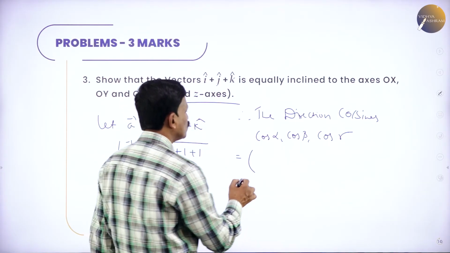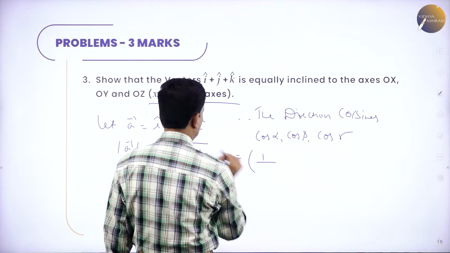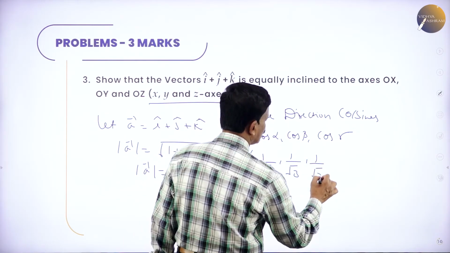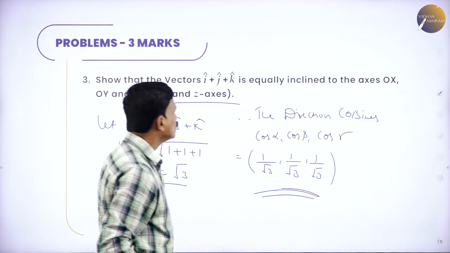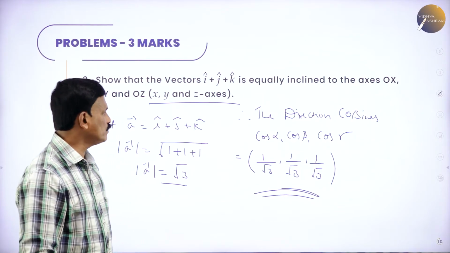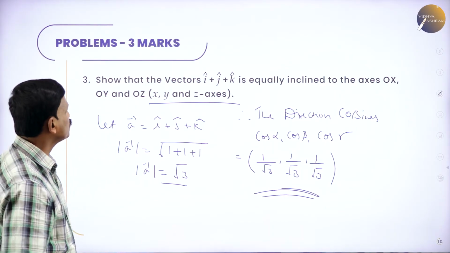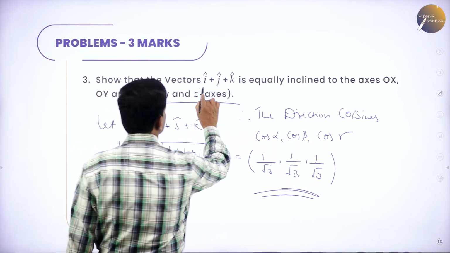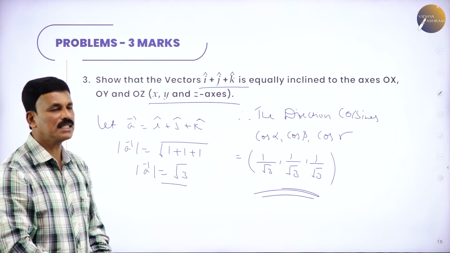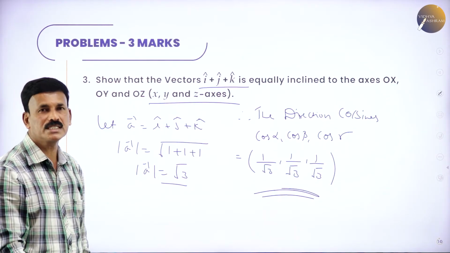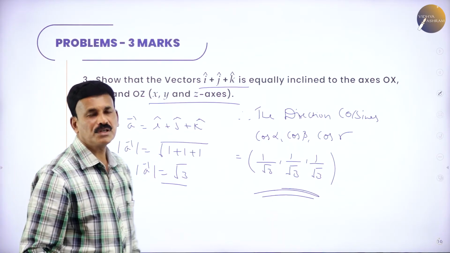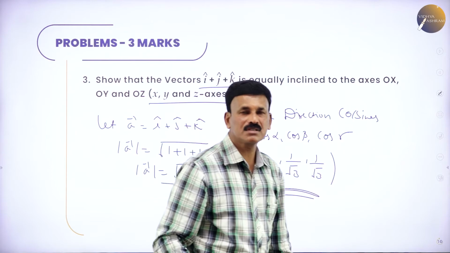So that is 1 by root 3, comma 1 by root 3, comma 1 by root 3. So since the direction cosines cos alpha, cos beta, cos gamma, L, M, N are 1 by root 3, 1 by root 3, 1 by root 3, therefore i plus j plus k is equally inclined to the x axis, y axis and z axis. That's it. Very simple problem.